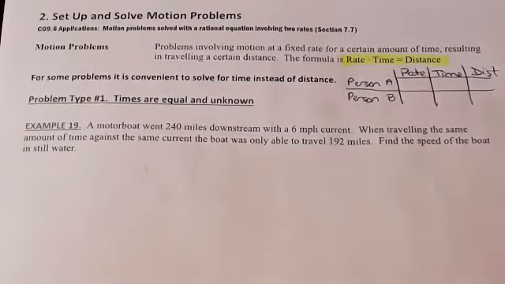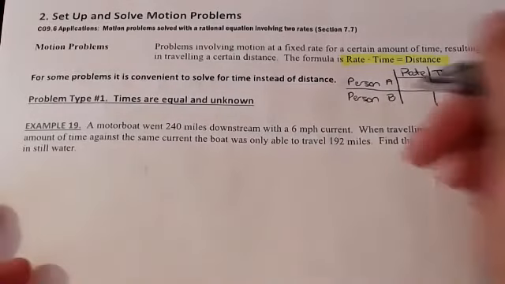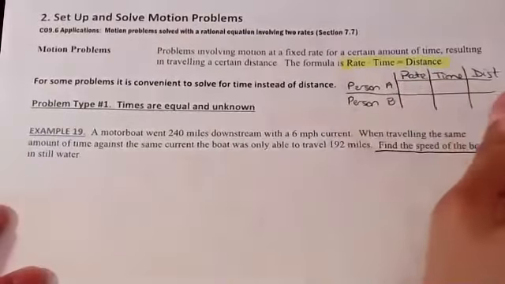A motorboat went 240 miles downstream with a 6 mile per hour current. When traveling the same amount of time against the same current, the boat was only able to travel 192 miles, right? Because it's harder. If you're going against the current, it's way harder than going with it, right? You could visualize that. Find the speed of the boat in still water. This is really important. I'm just going to underline this.